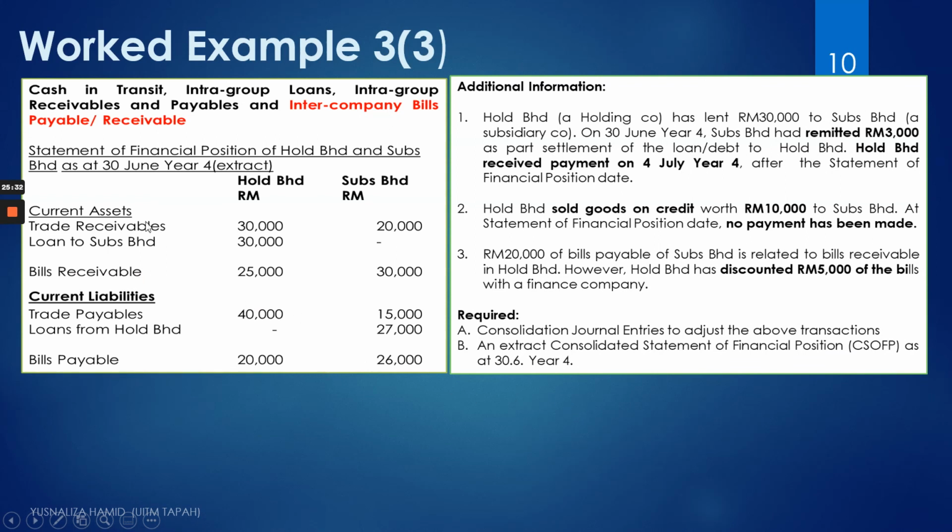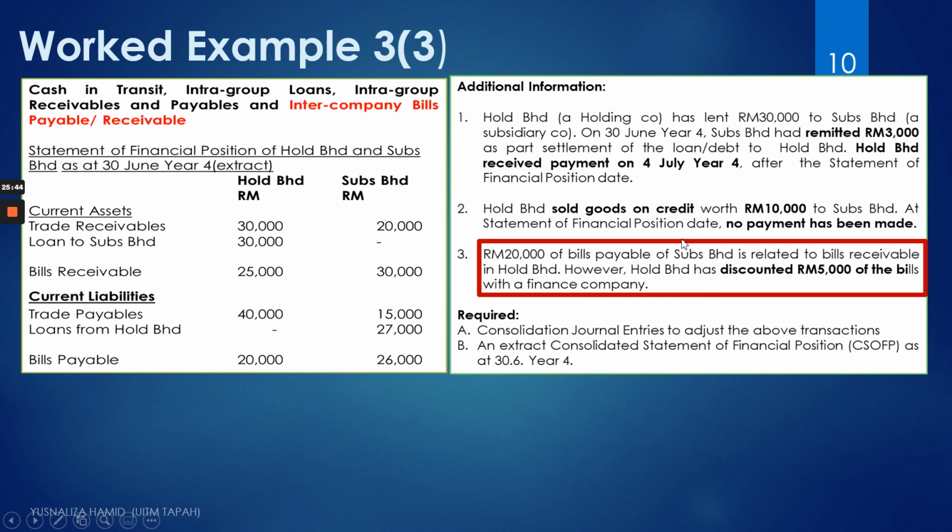The next one, which is the last one in this example, example 3.3. So we're now dealing with intercompany bills payable and receivable. You have these items that are our focus now, the third one in the additional information. 20,000 of bills payable of Sub-Berhad. Sub-Berhad is the subsidiary. And that 20,000 bills is related to bill receivable in Hold. So if you look at Hold versus Sub, just to let you know that out of this 26,000, 20,000 is intercompany.